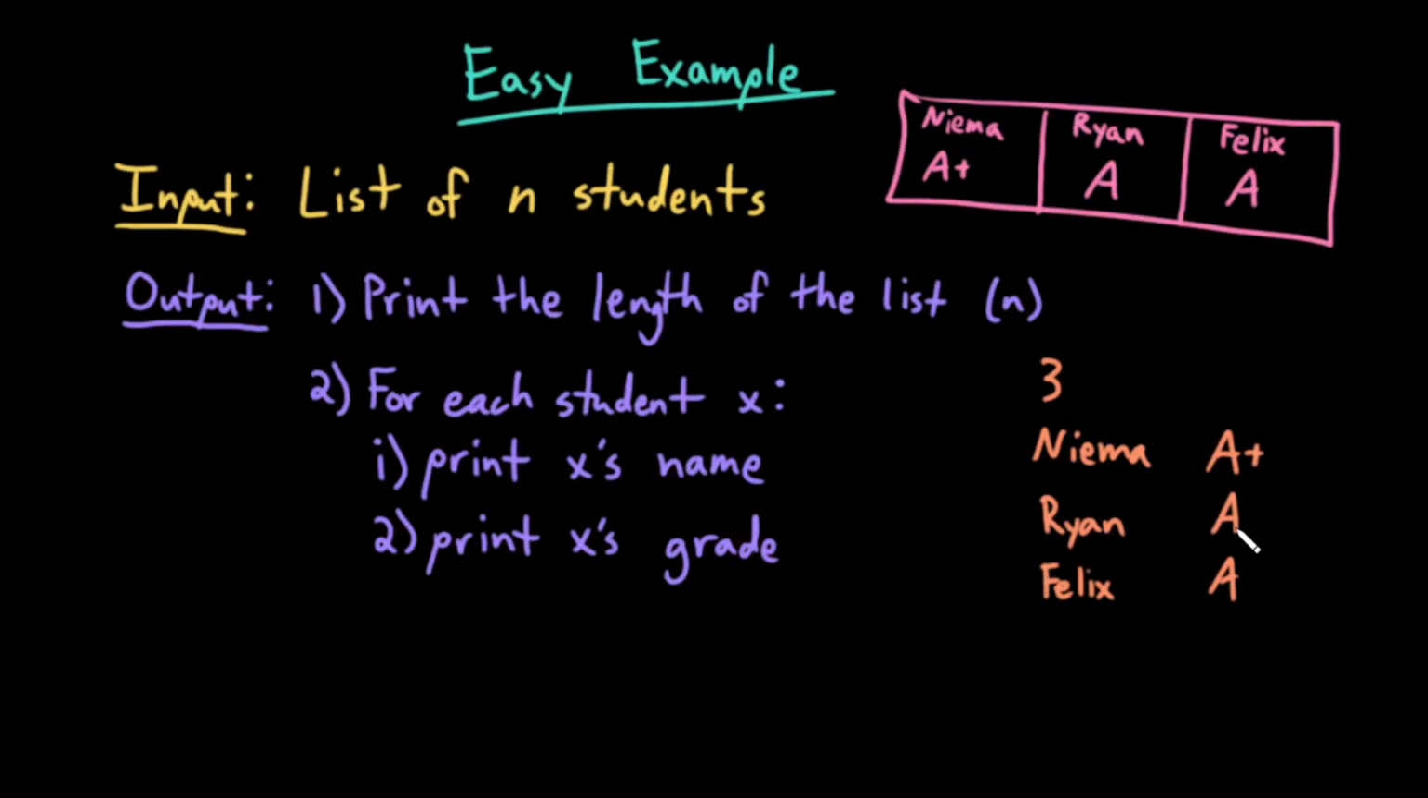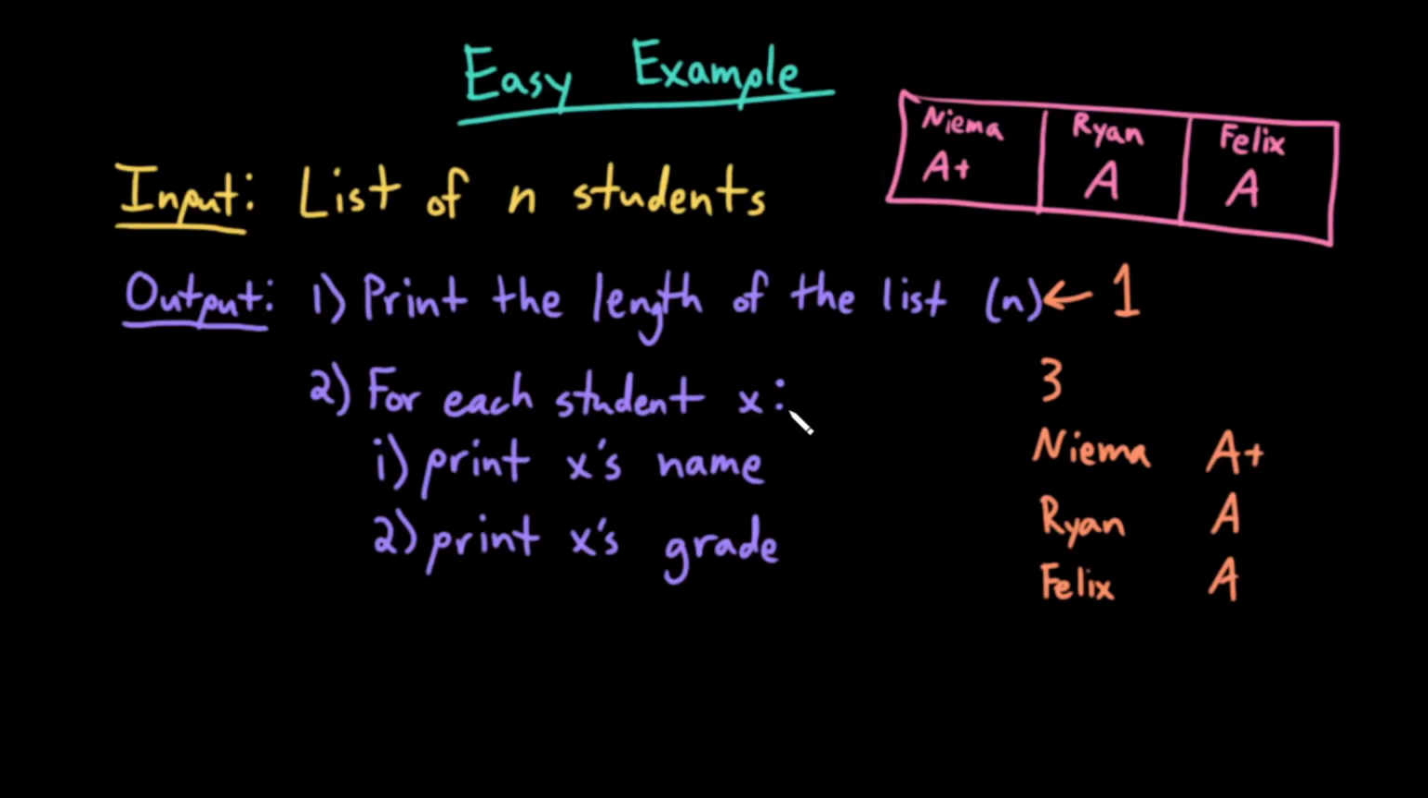So remember, the first step is that we have to figure out what are the number of operations our algorithm is performing as a function of n. So this first step of our algorithm, it doesn't matter if I have 3 students or 10 students or 1,000,000 students. Just printing the length of my list, printing n, is a constant time operation. I'm just printing a single number. So this is exactly one operation.